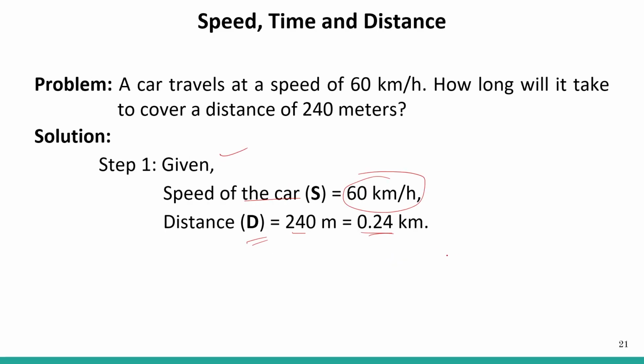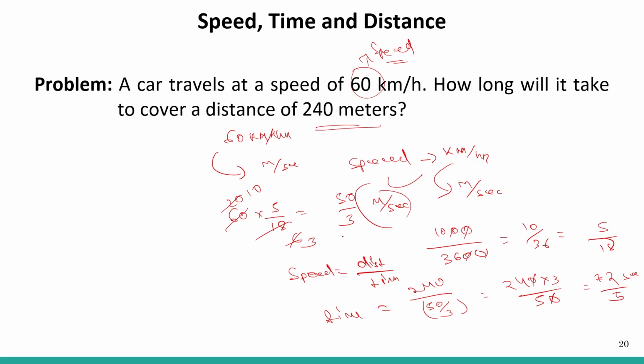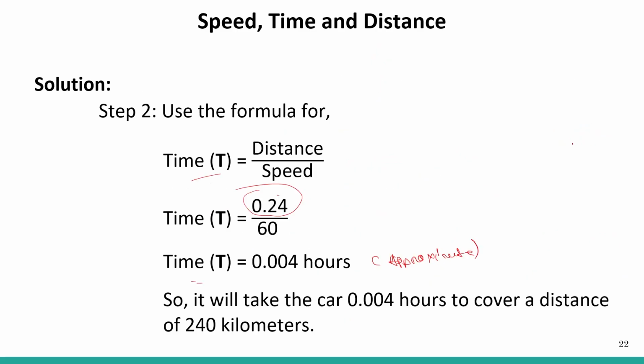And the accurate answer will be what? 50 by 3. So this will actually be equal to 16.67 seconds. So it will take the car around this much hour, or 16.67 seconds, to cover the distance of 240 meters. It is not kilometers, it will be only meters.